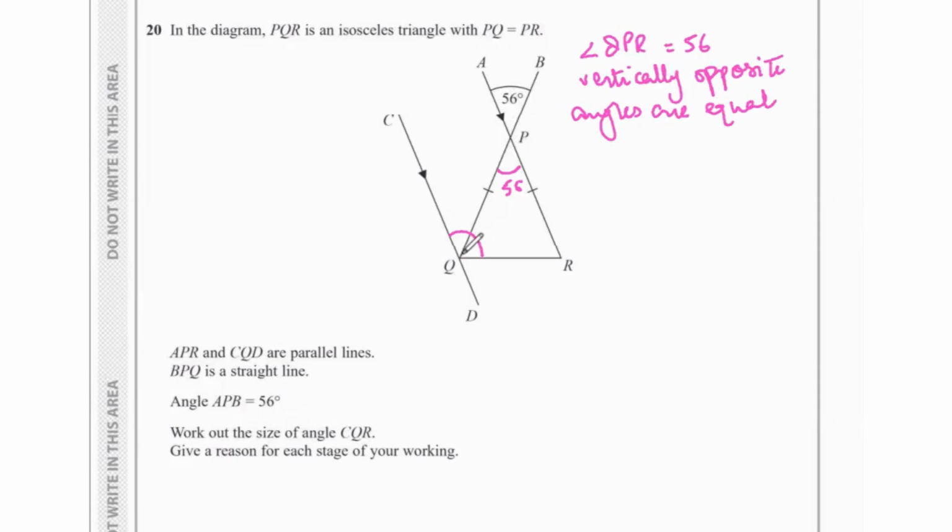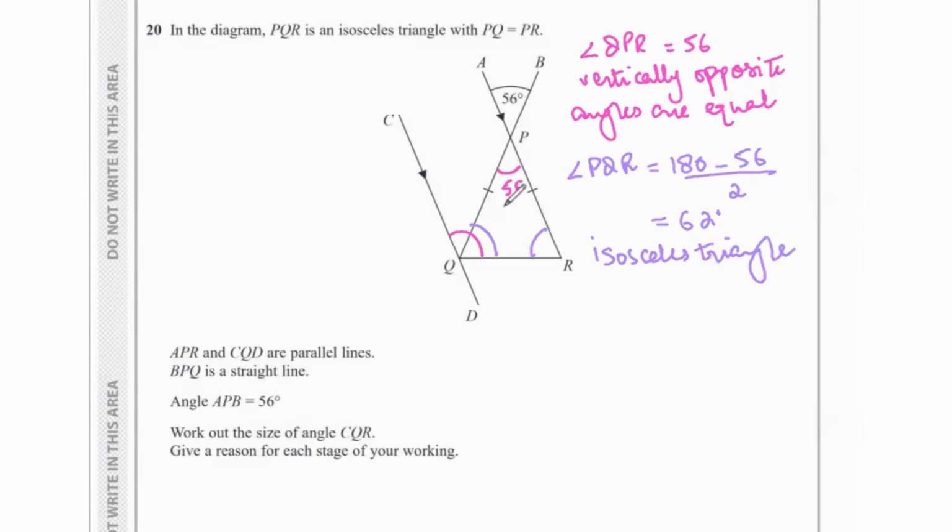Now, since PQR is an isosceles triangle because we have two equal lengths, that means these two angles are also going to be equal. So for angle PQR, that's going to be 180 minus 56 divided by 2, and that's going to give us 62 degrees. And the reason for that is that it's an isosceles triangle. Now, we have this angle, this is 62, and this is 62.